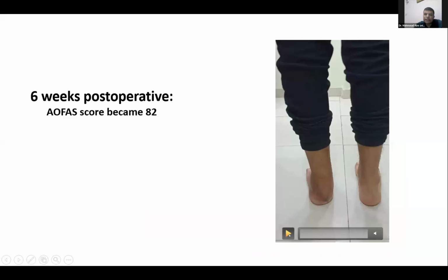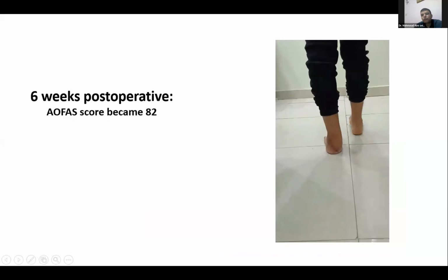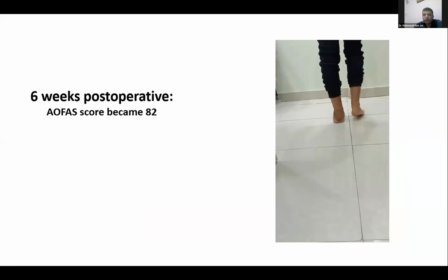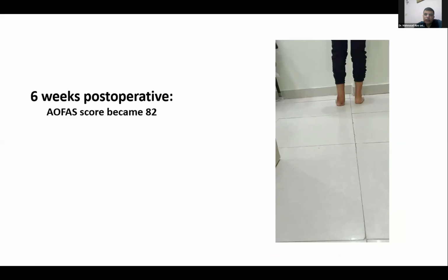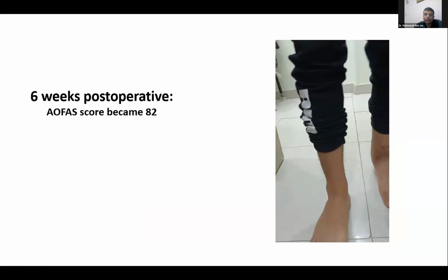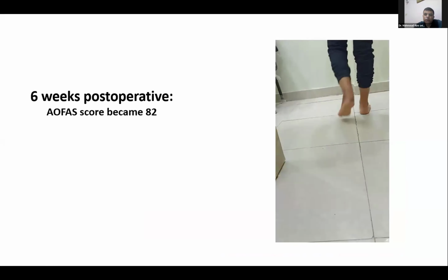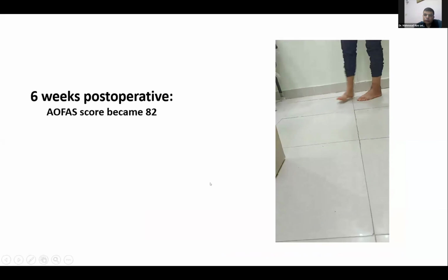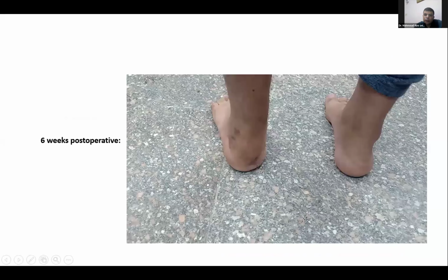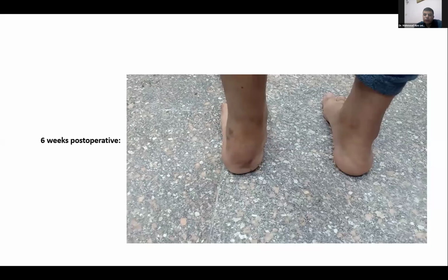In this X-ray, we can notice the restored talonavicular congruity. There is no anterior displacement of the posterior facet. This is the patient 6 weeks post-operatively, just after 1.5 months. And in this 6 months period, the American Orthopaedic Foot and Ankle Society score improved up to 82. This is 6 weeks post-operatively. The looseness of subtalar movement is improved greatly.